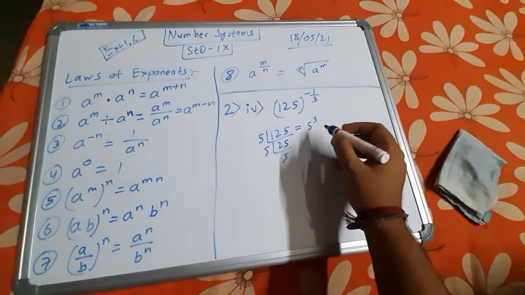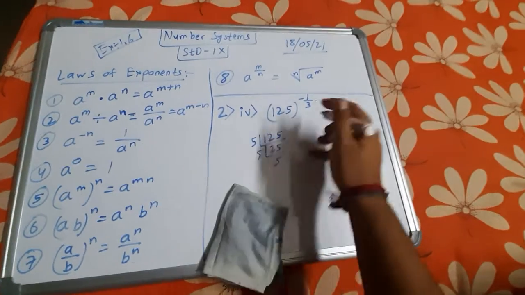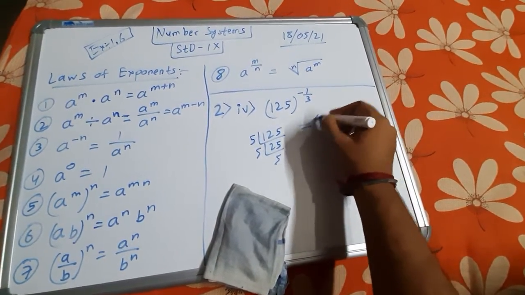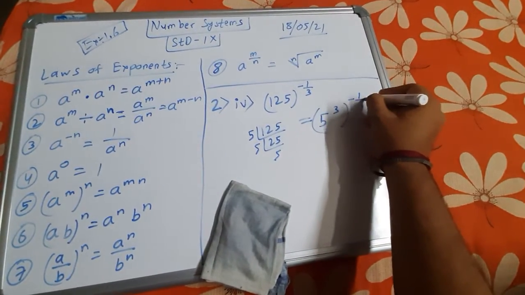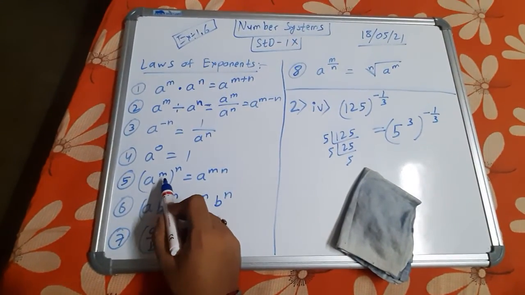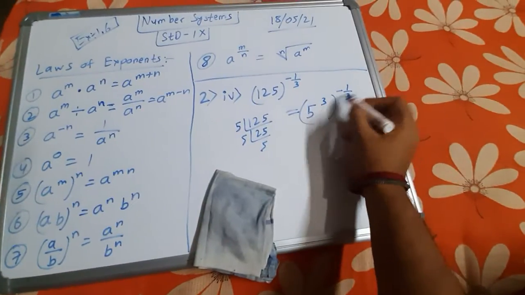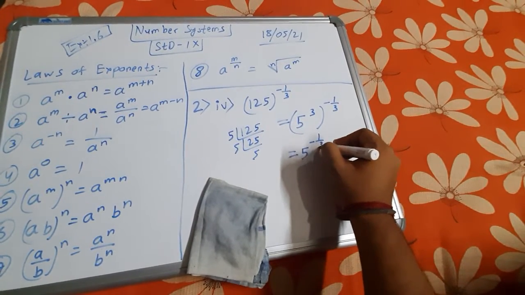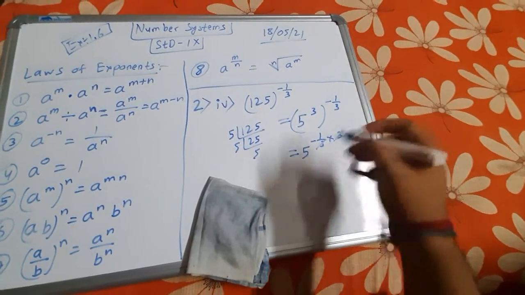So this whole thing can be written as 125, that means 5 cube. This 125 I am writing as 5 cube, and this minus 1 by 3 is intact. Now as we know, using the number 5 formula, if there is a power inside the bracket and outside the bracket, they both get multiplied to each other. So 5 to the power minus 1 by 3 into 3. See, 1 by 3 into 3, the 3 and 3 are gone, so only minus 1 is remaining.